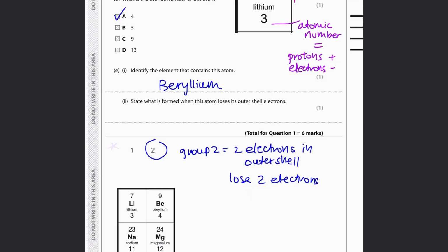It will become positive, right? So you would write a beryllium ion. You should also say positive ion. And just to take this a step further, what would be the charge on the beryllium? Think about it. How many electrons has it lost? It's lost 2 electrons, right? If it loses 2 electrons, it will have a charge of positive 2. So it'll be Be2+.